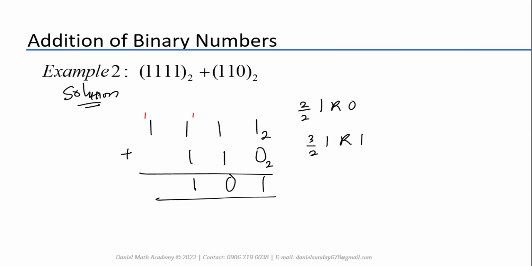That gives us 1 plus 1, which is 2. 2 is not smaller than the base, so we do the same thing: divide 2 by 2, which gives us 1 remainder 0. So we write down 0 and carry the other 1 over here. Since there's nothing to add here, we just bring down this 1. So our final answer is 10101 base 2. This is the answer to this particular question. Hope you understand this.